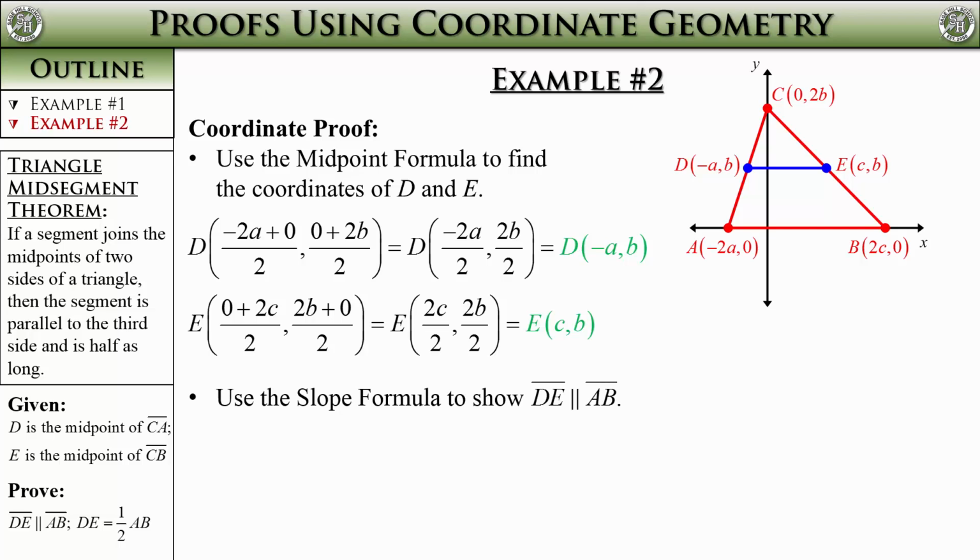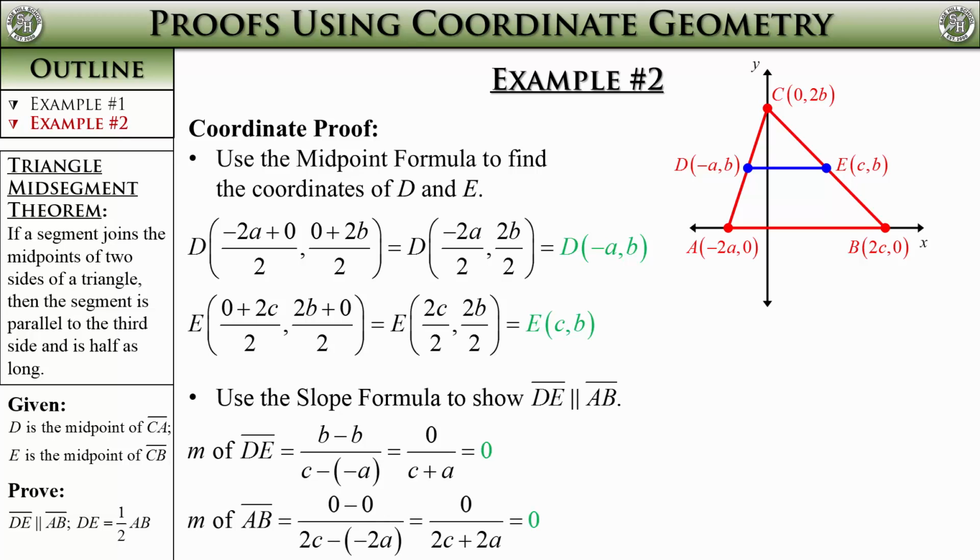In a coordinate proof, we need to show the math behind it to show that it works. Make sure you realize with these calculations that since the numerators are 0, then the whole slopes are 0. These slope formulas have just shown that these line segments are parallel since their slopes are both 0. Now we need to deal with the second part of the prove line.